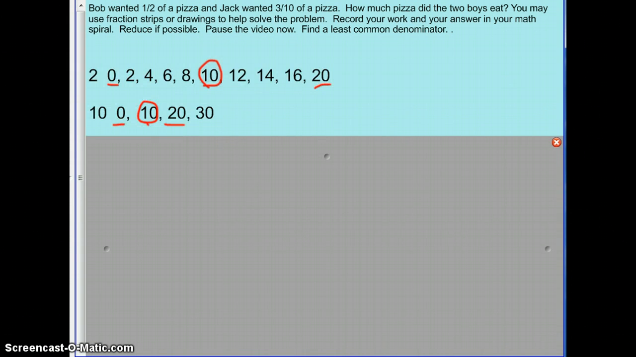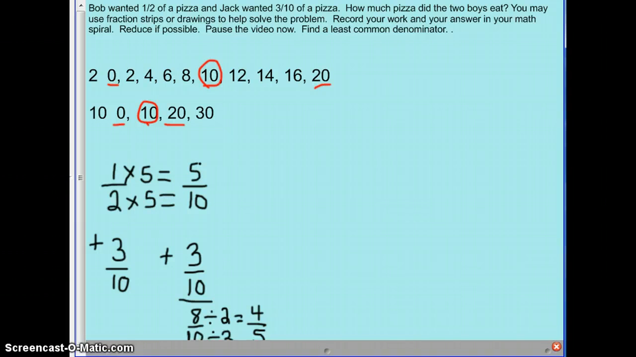So I list out my multiples, and I can see that 10 is the least common multiple. So now that's going to be my least common denominator, so I won't have to divide it down. If I use 20, I would have to divide it by 2. So it's easier if I don't have to divide it down. Next, I write my problem down.